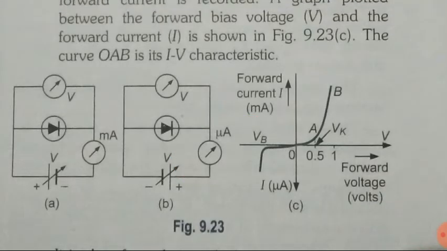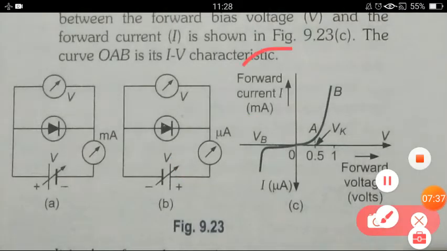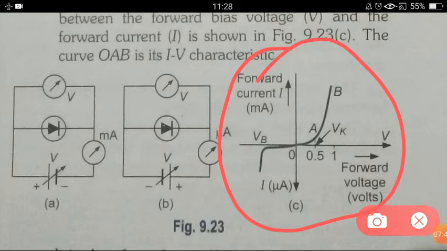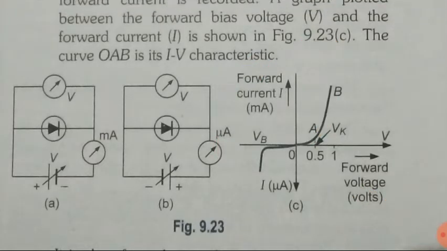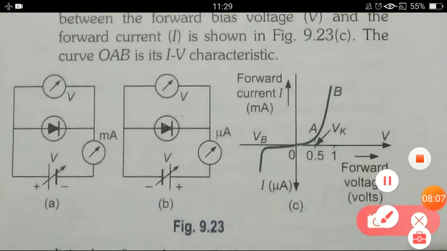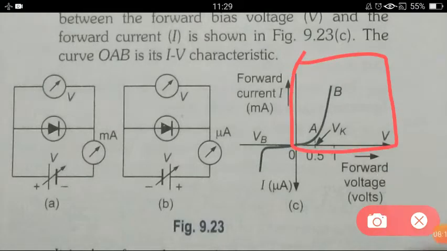And here you can see one graph. On the x-axis we have taken voltage, and on the y-axis we have taken current. On the right-hand side we have forward voltage. In forward biasing the voltage is called forward voltage, in reverse biasing it is reverse voltage. In forward voltage you can see initially no current is flowing, and then we get this curve. This side of the graph shows forward biasing, and this side shows reverse biasing.